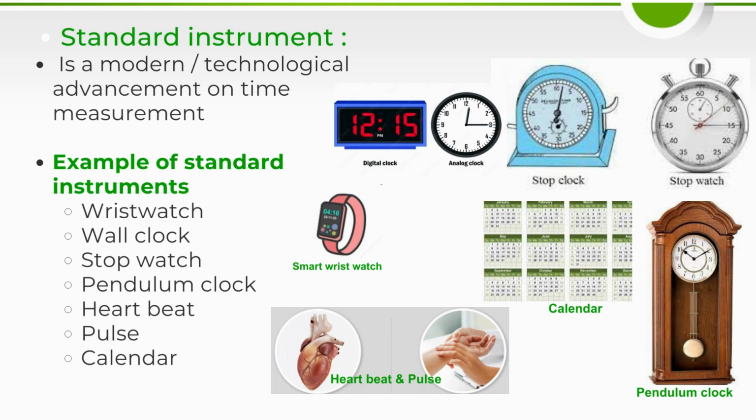You can see in this chart we have digital clock and analog clock. These are mostly found in our various homes. While we have clock, stop clock, and stopwatch, these are mostly used in the sports field. We also have heartbeat and pulse, which are mostly used in the medical field. And we also have calendar and pendulum clock.